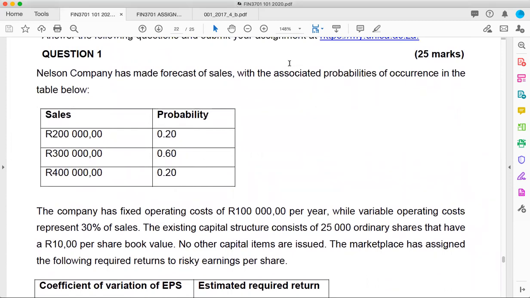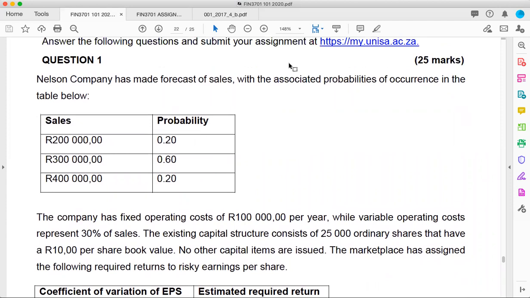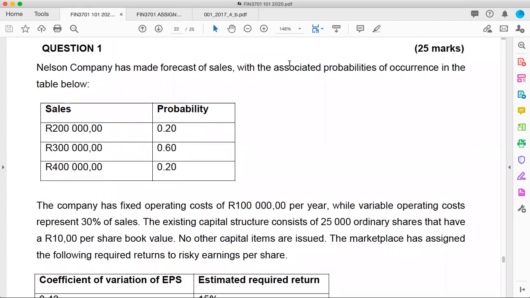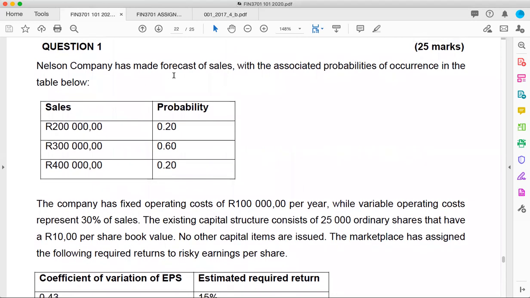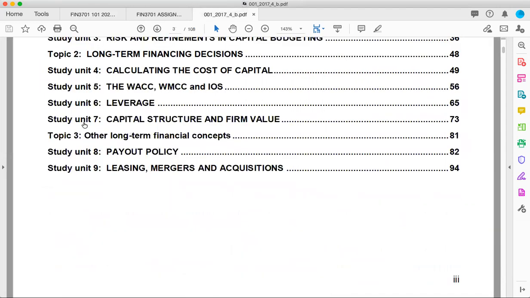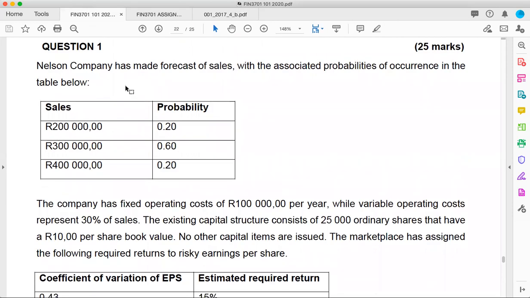So I won't be going into as much detail as I go through in the online classroom when I teach you this for the first time, but I will be taking you through this with a lot of detail. I'm assuming that you've gone through the online classroom classes up until the last class, meaning you've been able to cover study unit 7, study unit 8, and study unit 9.